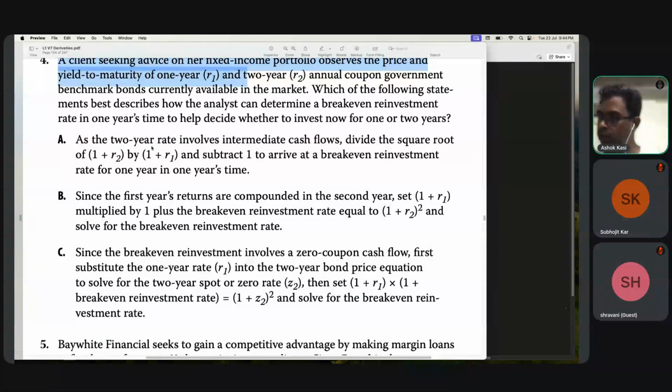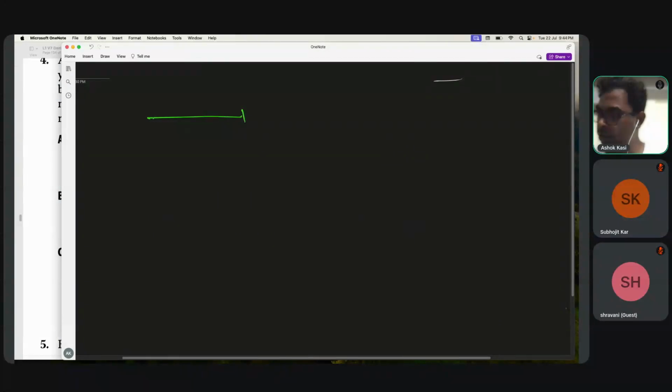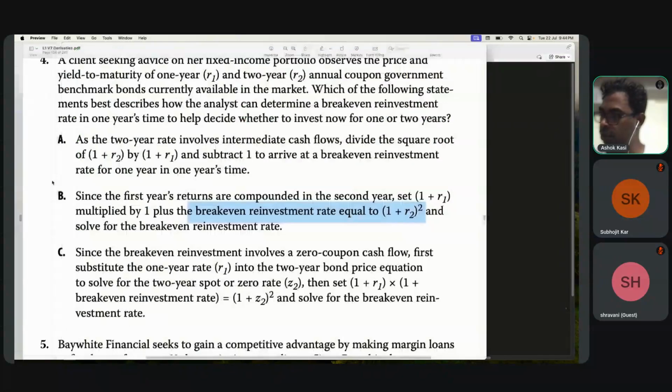As the 2 year rate involves intermediate cash flows, divide the square root. This will not be right. Since the first year's returns are compounded in the second year, set 1 plus R1 multiplied by 1 plus the break even. Yeah, this is the answer, right? Because if this is the 1 year spot rate. Okay, this is the 1 year spot rate.